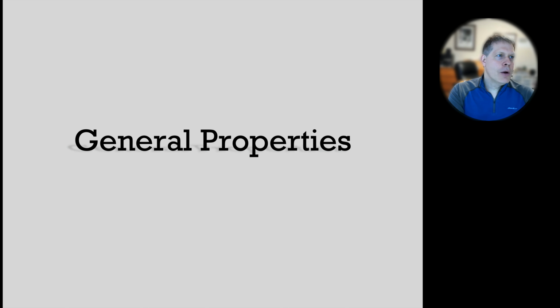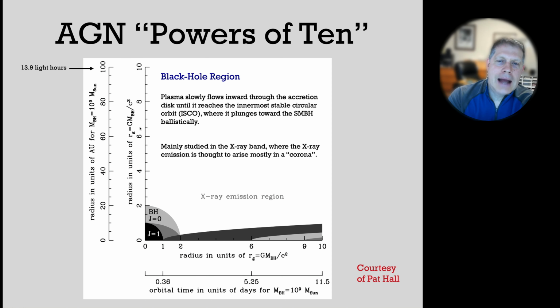Okay, so let's now talk just about some general properties. Here we're going back to this AGN powers of 10, focusing on the order of magnitude that emphasizes the black hole region. I have a few points to make here. First of all, just to set the size scale, the radius is shown here in astronomical units. Again, for a billion solar mass black hole, you can scale that by the mass, of course. And you're reaching out to about 13.9 or 14 light hours. So that's the size scale that we're going out to, at least as shown in this specific diagram.